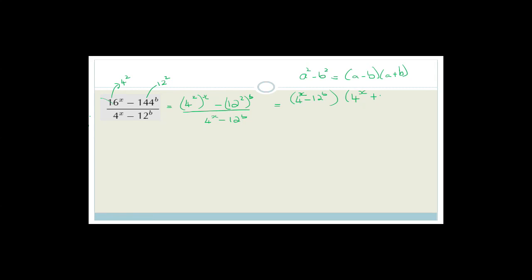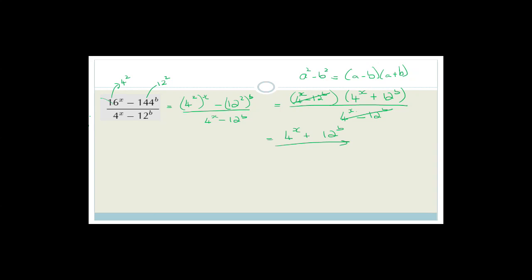4 to the x plus 12 to the b, all over 4 to the x minus 12 to the b. And how pretty is it that that cancels with that? So you're left with 4 to the x plus 12 to the b. Ta-da! Finish that. So what are you looking for? Again, even though we are told to simplify the exponential expressions, you're always going to look for your common factors first. You're always going to look for factorization. So you're going to look for common factors.